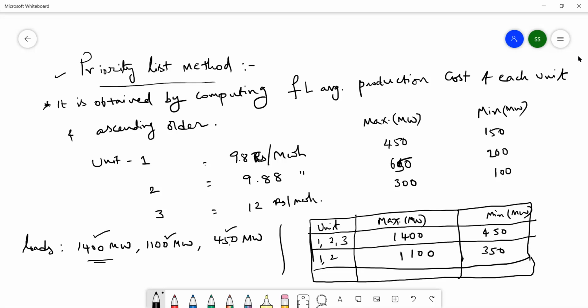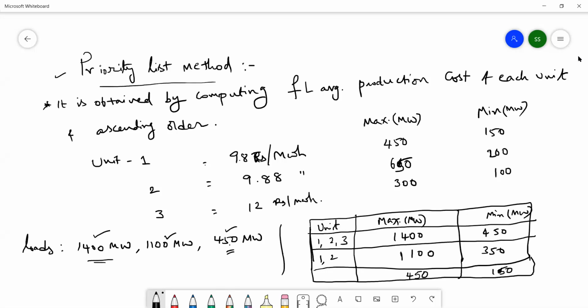Now the third one is 450. And here it should be around 100 or 150. We can take any one. So how many units here we need to run? All the three or two or one? Only 1, sir. Here, in order to make this more complicated, here I will make 150.